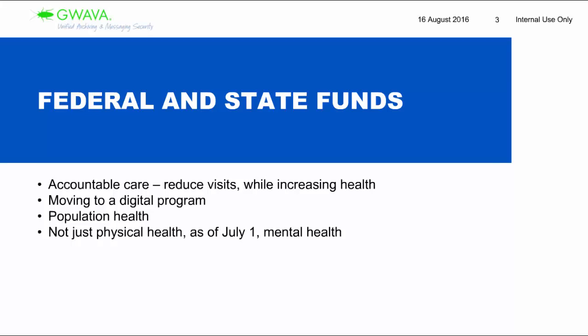And of course, federal and state funds exist as well. So accountable care, right? How do we reduce visits while increasing health? How do we prove that? Moving to a digital program, how do we eliminate as much paperwork as possible and be able to provide the reporting back? Is there a way, using the very email system that we have right now, that we can actually use it to help reduce all the special programs and special IT things you have to do to make things work? And around that, it's all about population health.